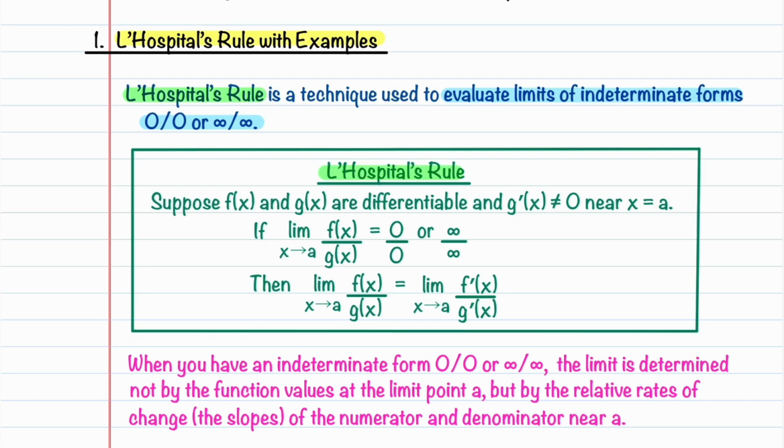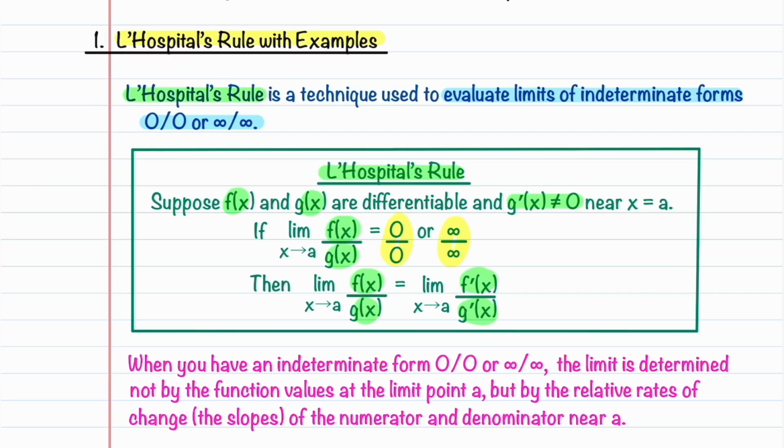Suppose f of x and g of x are differentiable and g prime of x is not equal to 0 near x is equal to a. If the limit of f of x over g of x as x approaches a is equal to 0 over 0 or infinity over infinity, then the limit of f of x over g of x is equal to the limit of f prime of x divided by g prime of x.